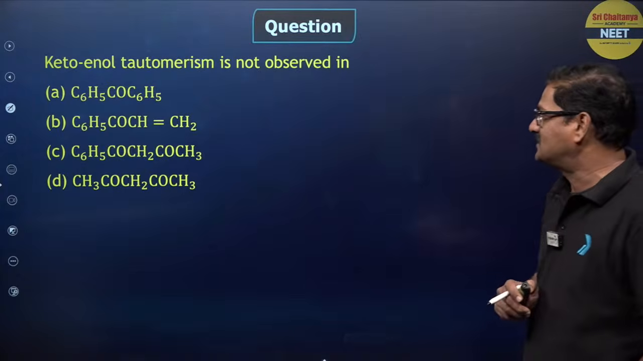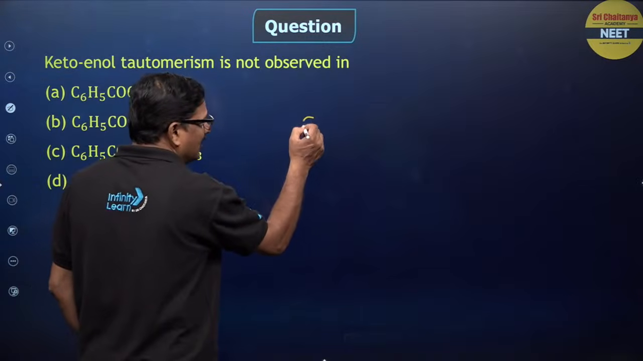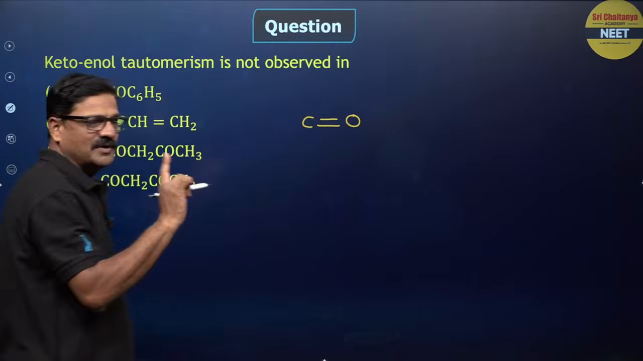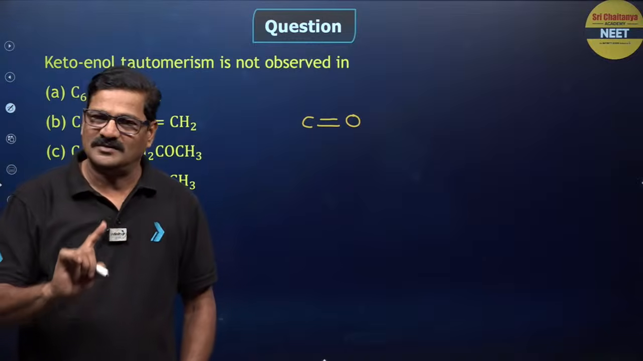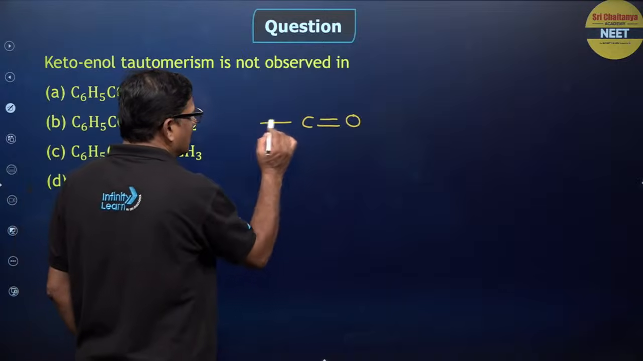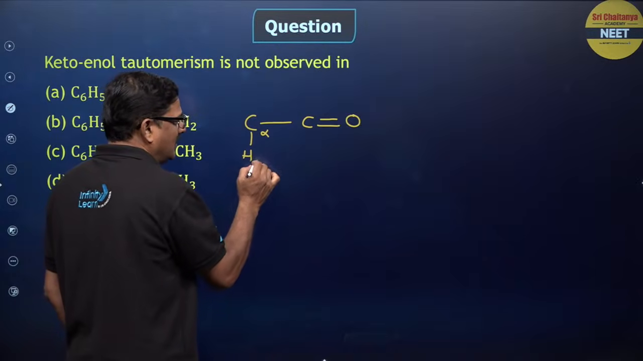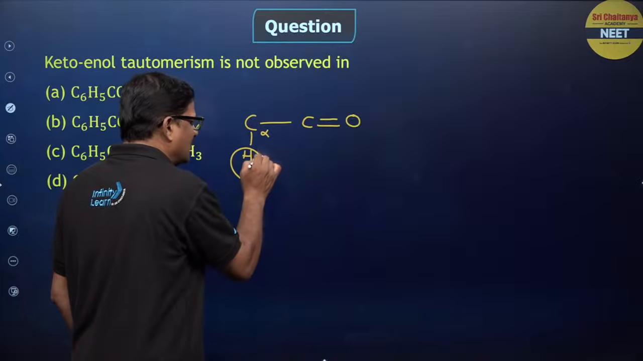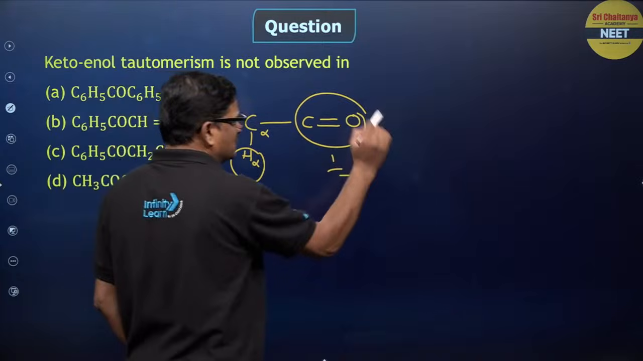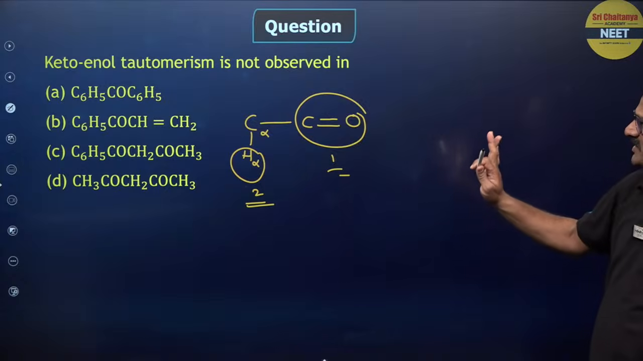Keto-enol tautomerism is not observed in which? To show keto-enol tautomerism, there should be a multiple bond between carbon and an electronegative atom. That electronegative atom can be oxygen or nitrogen. This carbon is called the alpha carbon, and there should be an alpha hydrogen. So this is condition number 1, and this is condition number 2. You have to check these two conditions to see whether it shows tautomerism or not.